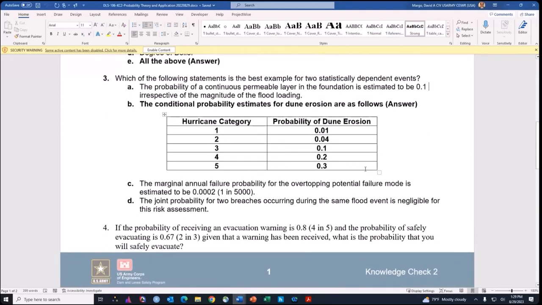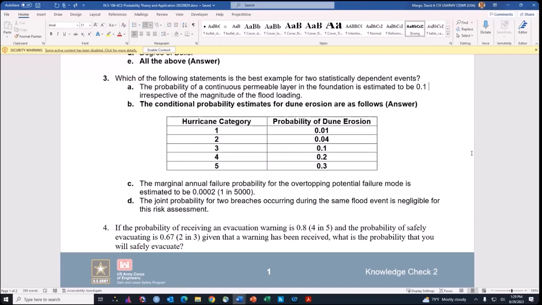Question number 3, which of the following options is the best example for two statistically dependent events? So remember, statistically dependent events means the probability of one event depends on what happened, or the occurrence of another event. The first one is probability of a permeable layer irrespective of the magnitude of the flood loading. That phrasing indicates the probability of this layer doesn't care what the flood loading was, and it's not dependent on the flood loading. So that would be an example of independent events, so that wouldn't apply.